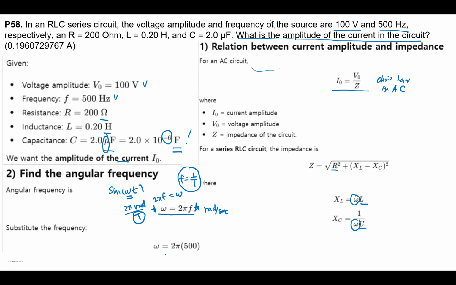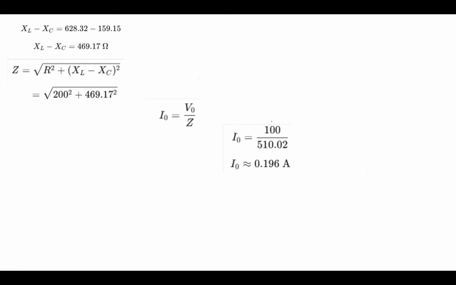Okay, and then you know what omega is, and you plug this omega into XL and XC. And then you can find Z. XL is given by this one, XC is given by this one, and XL minus XC is given by this one. Then Z is given. And once we find Z, I can be found by Ohm's law in the AC circuit, and then you get it.